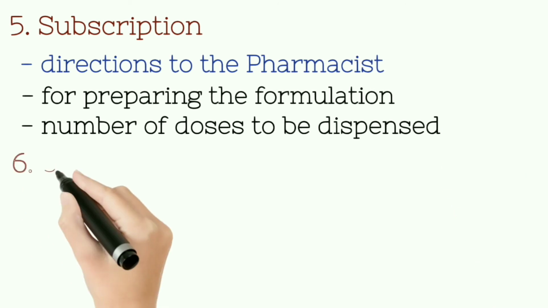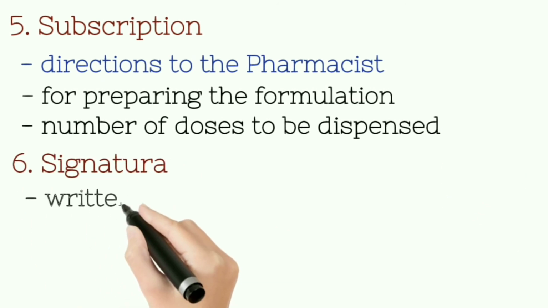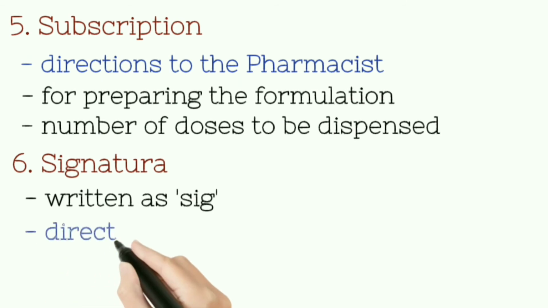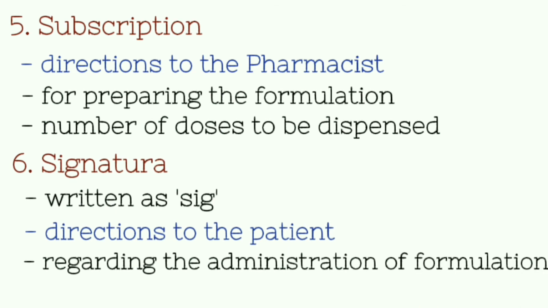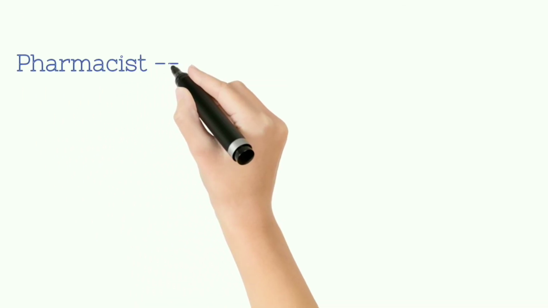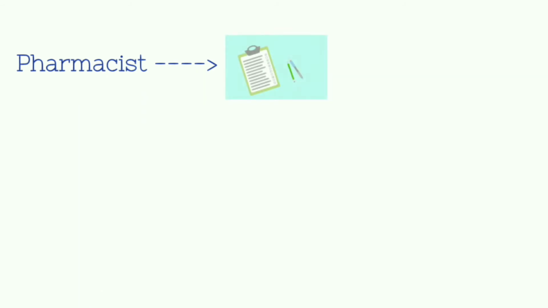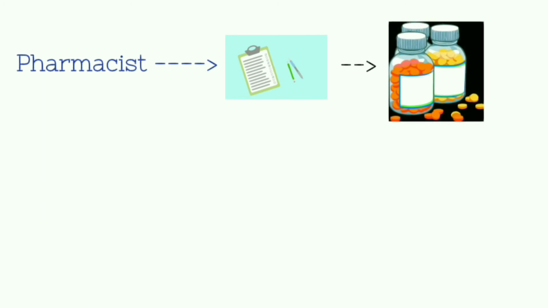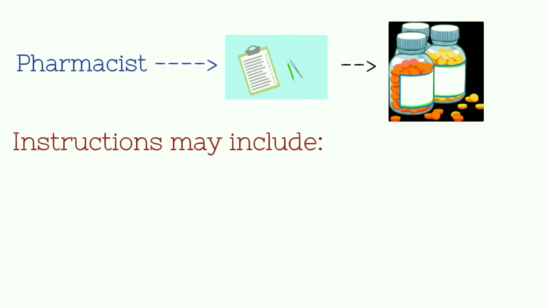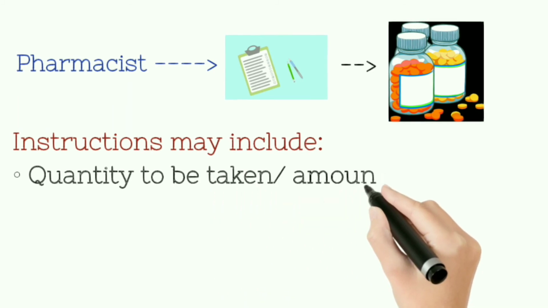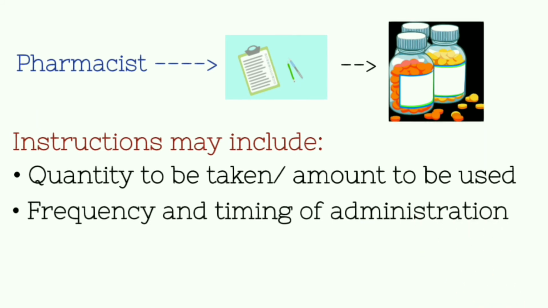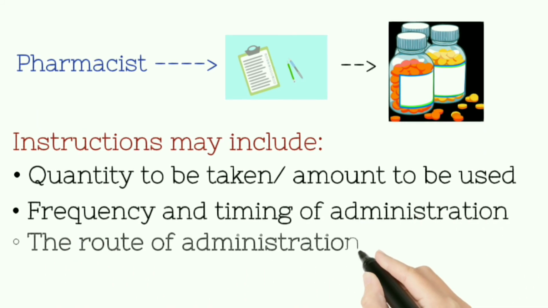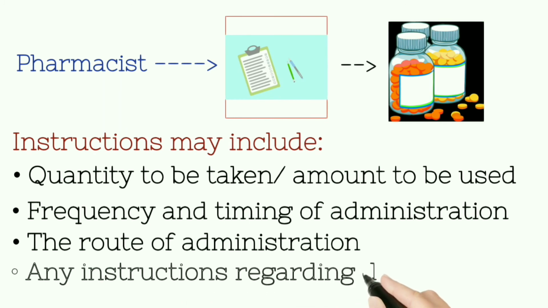The next part is the signatura. It is usually written as SIG on the prescription. It consists of the directions to be given to the patients regarding the administration of the formulation. The pharmacist needs to transfer these instructions onto the label of the container in which the formulation is dispensed so that the patient can follow it. These instructions may include the quantity to be taken or the amount to be used, the frequency and timing of the administration or application, the route of administration, or any special instructions regarding dilution.